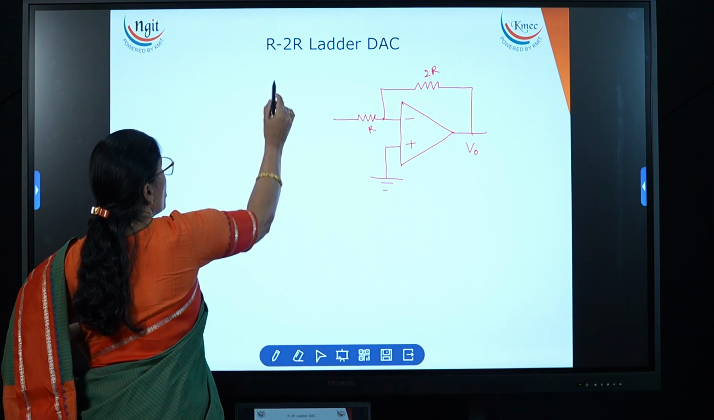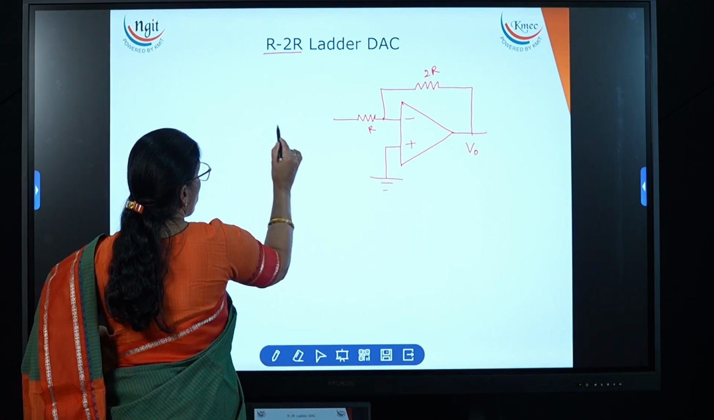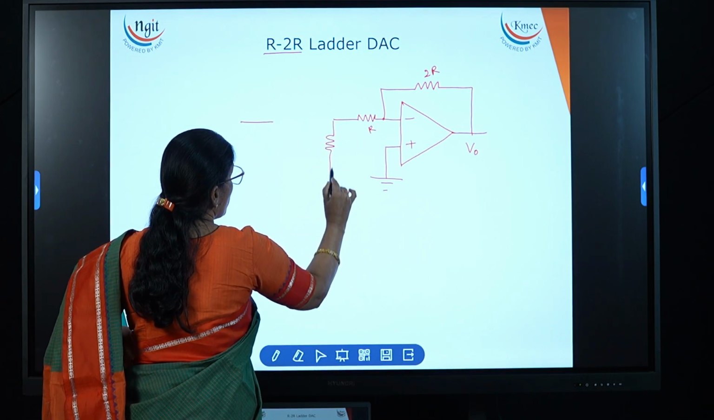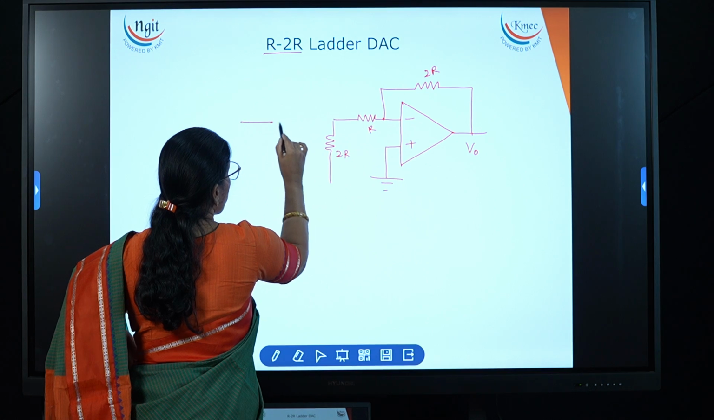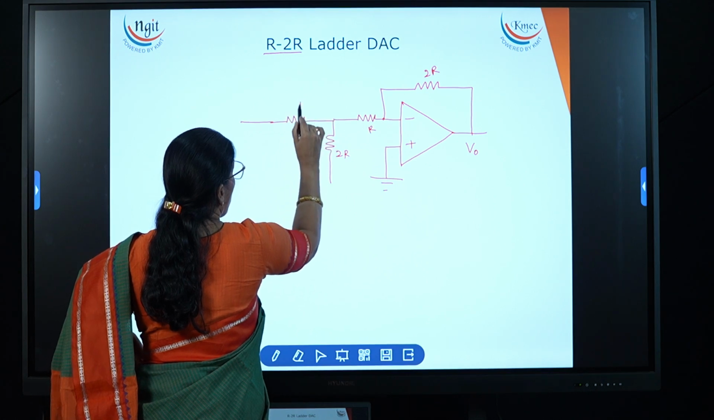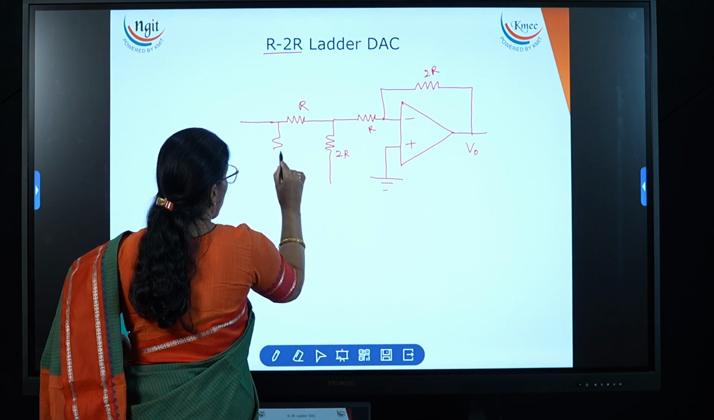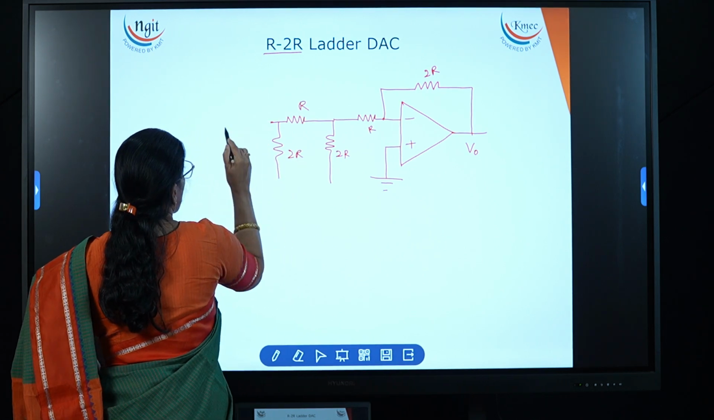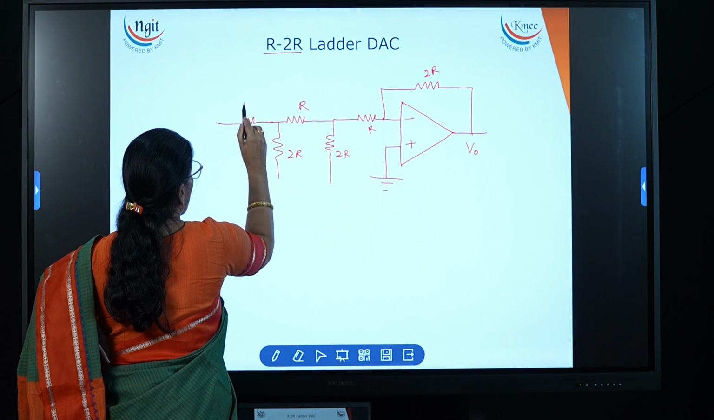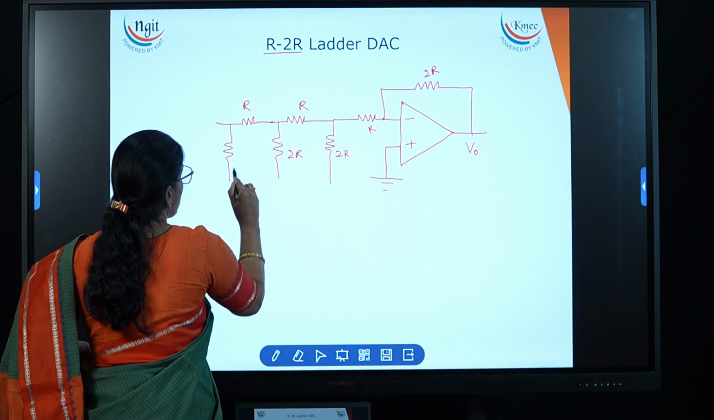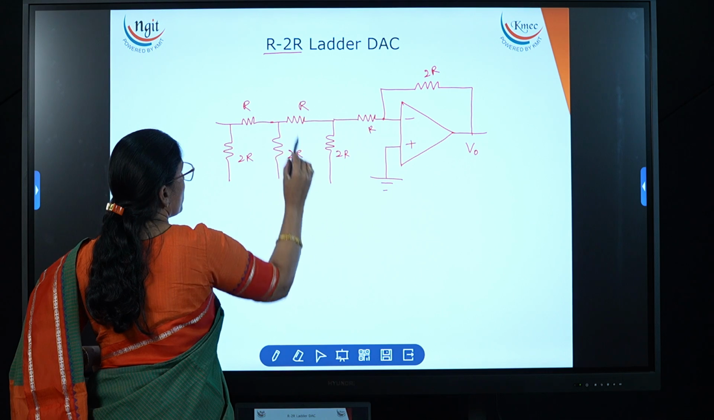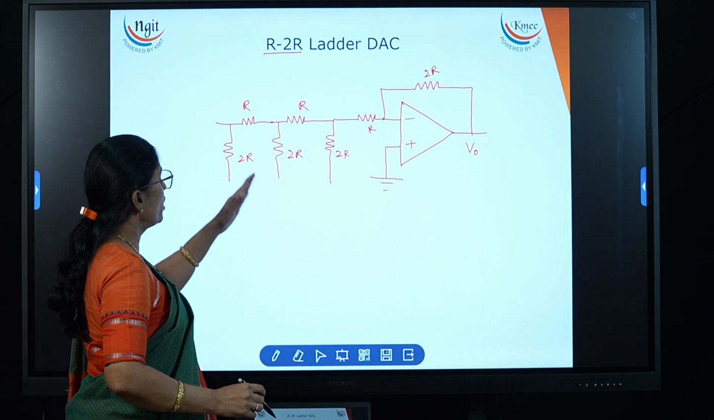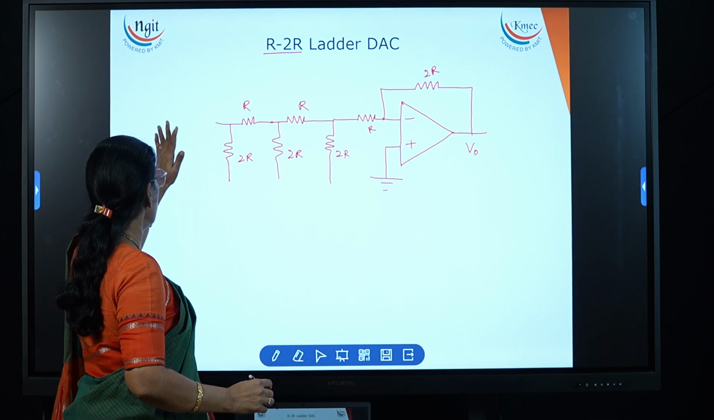Now how to apply it? Using R to 2R, meaning we are using R and 2R resistors. Here I am taking 2R, and this is R, and again 2R, R, and this is 2R. Now in total I have taken 3 bits. This is the diagram for the 3-bit DAC. If it is a 4-bit DAC, then we need to add one more R and 2R here.